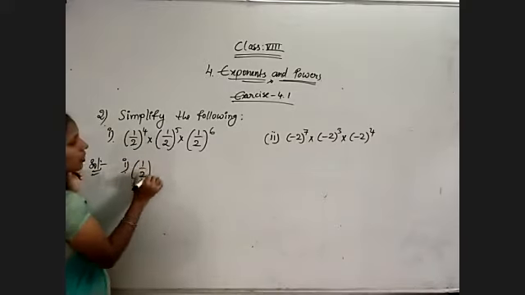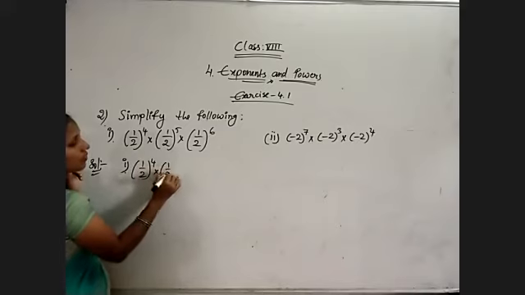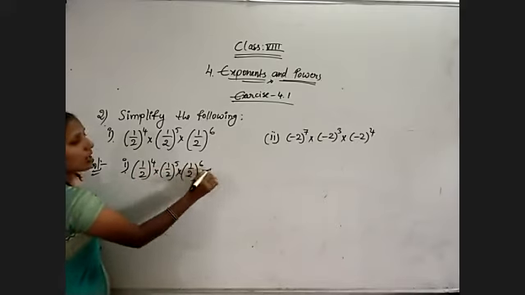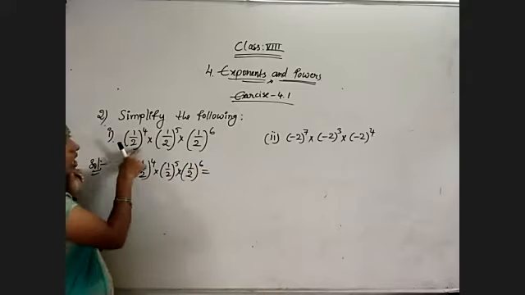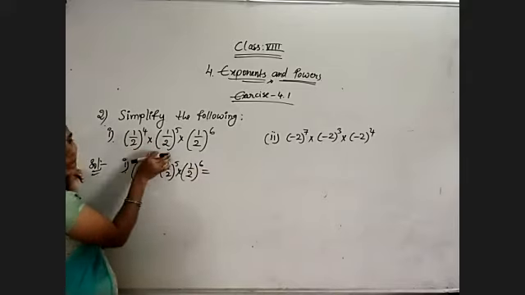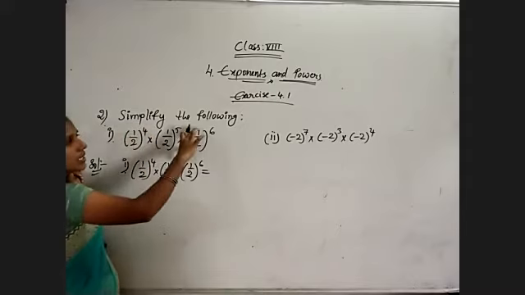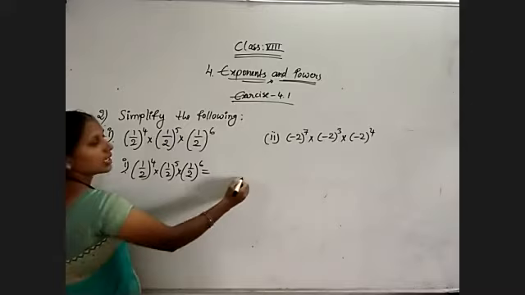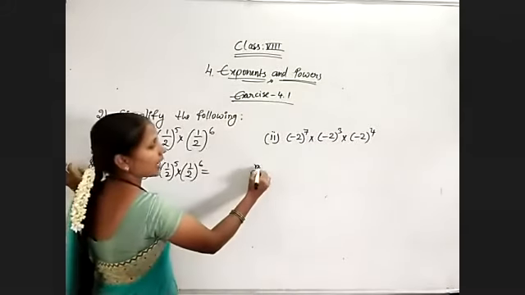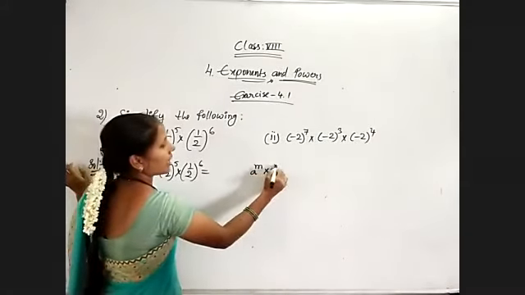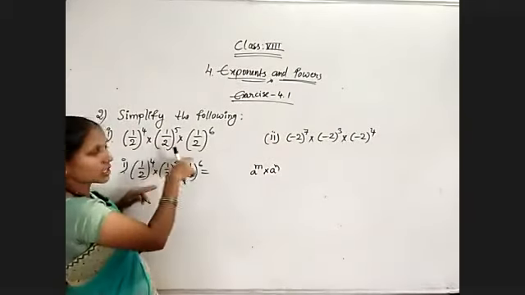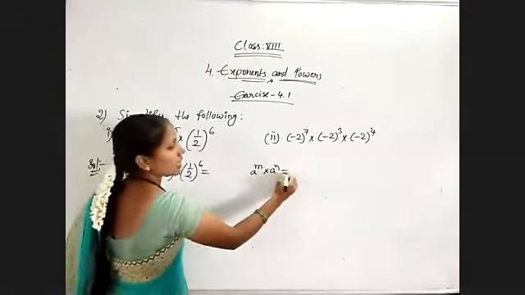1 by 2 to the power of 4 into 1 by 2 to the power of 5 into 1 by 2 to the power of 6. Observe all these problems. In all these exponents, the base of each and every exponent is the same. It is like a^m into a^n. Observe, the value of a is 1 by 2 for every exponent. So what is its simplification?